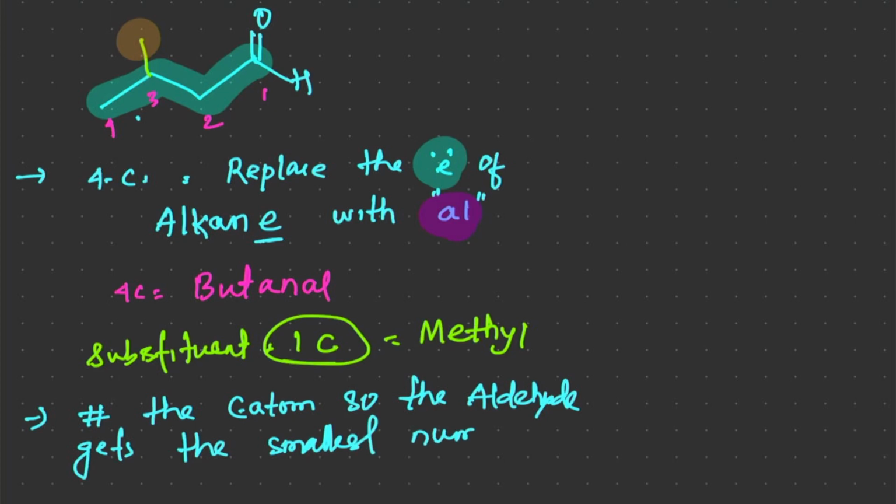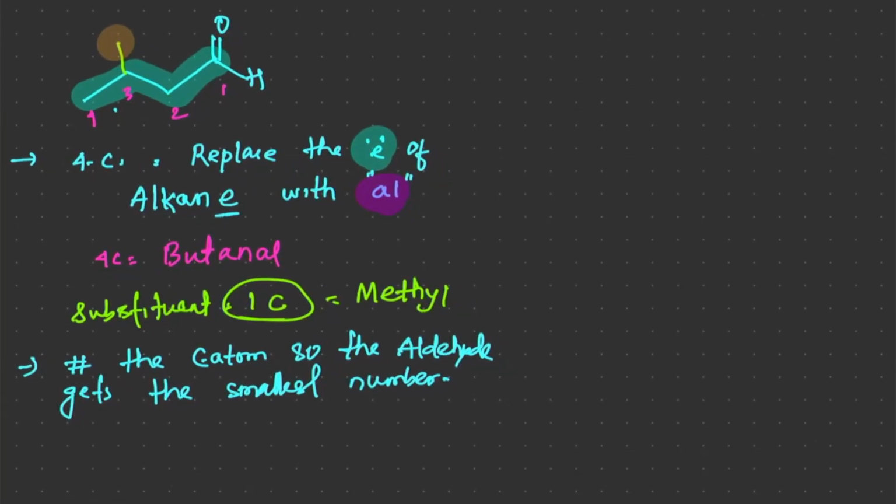Okay, because the aldehyde functional group gets the higher priority. So in this case, you cannot number the other way, 1, 2, 3, 4. If you do that, your aldehyde functional group is on location 4. So that's the wrong way. You number from right to left for this particular example.